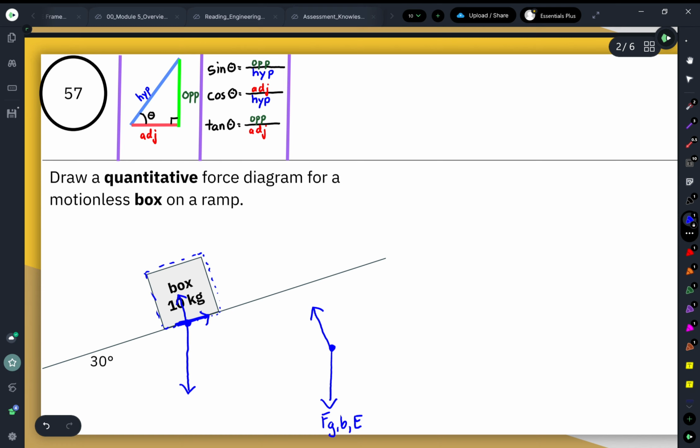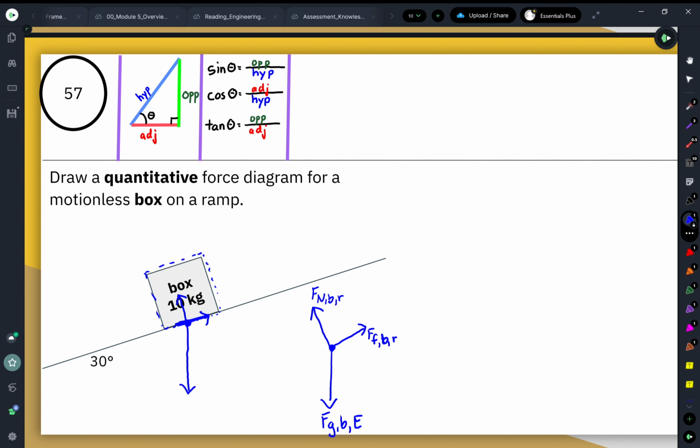I'm going to have an upward force normal, that's upward not in relation to the force of gravity, but in relation to the surface of the ramp. So force normal on the box by the ramp. Then I have a force of friction on the box by the ramp. Nothing else is touching the box, so nothing else can be exerting a force on the box.